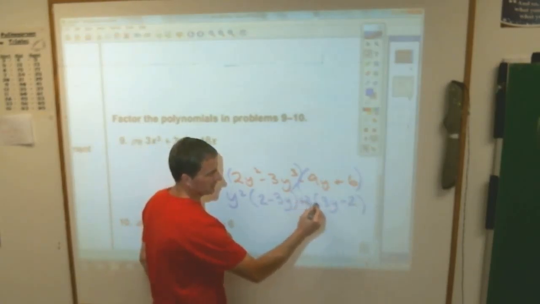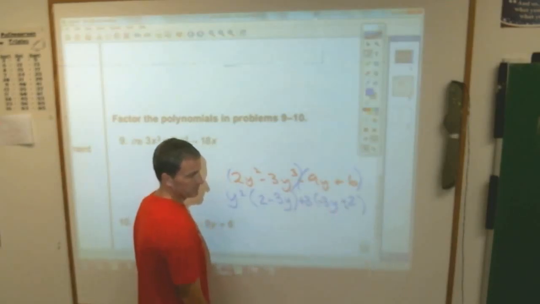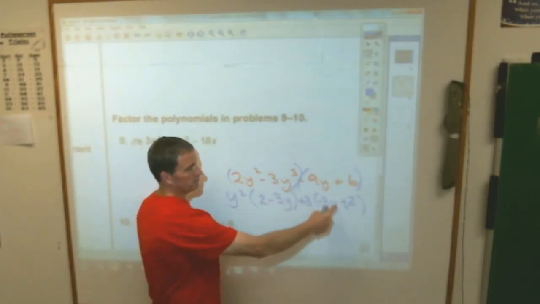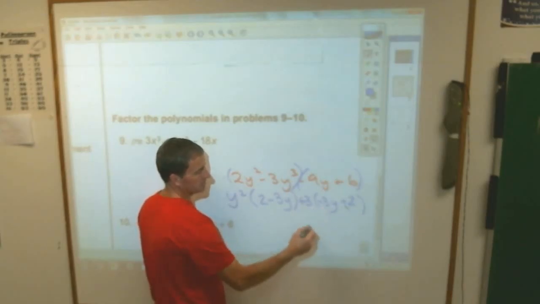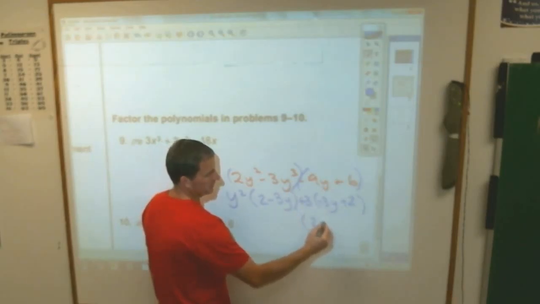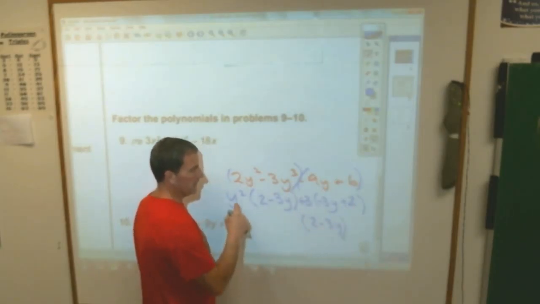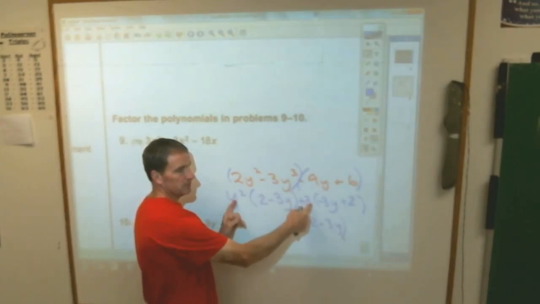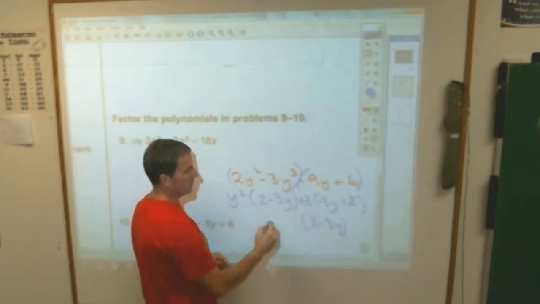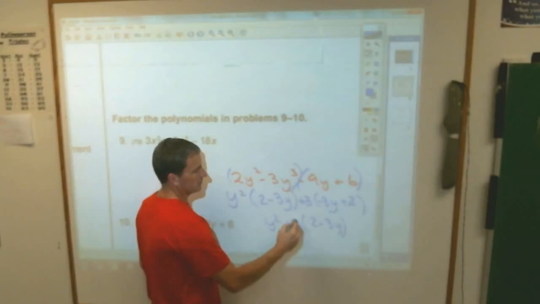Make this a positive, and these become their negatives. So now these two terms are alike, and when that happens, you keep that one in parentheses, and you make a parenthesis out of the two outside terms. So that's where the y squared plus 3y comes from.